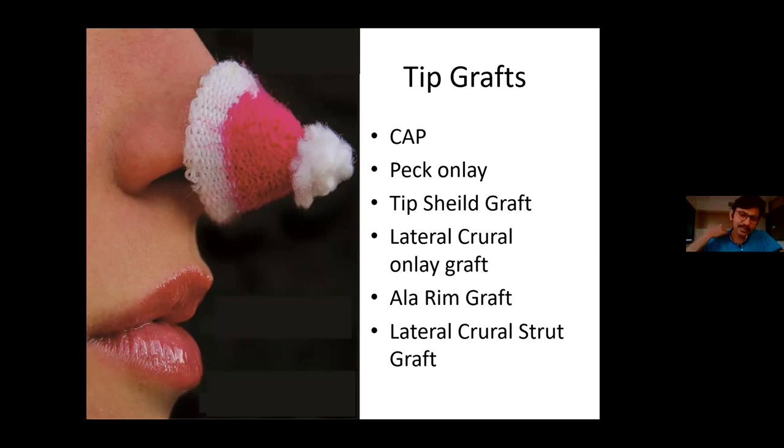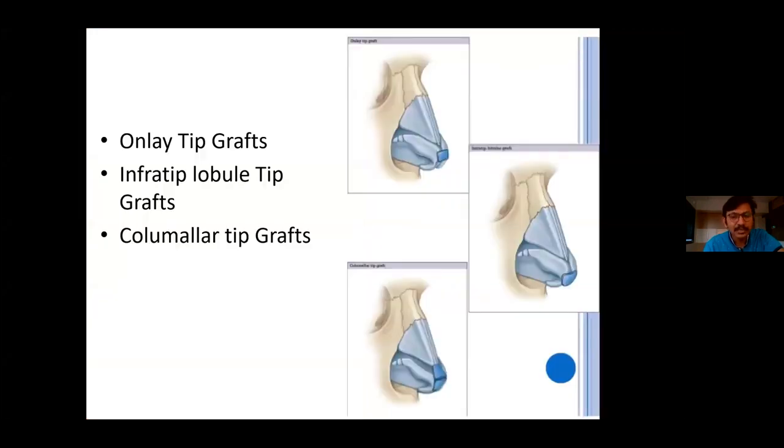So tip grafts can be of various types. They can be cap graft or a Peyk-Onlay graft. Cap graft is a cartilage augmentation and a projection graft. It can be a tip shield graft. It can be a supratip lobule graft, or it can be an infratip lobule graft. It can be a lateral crural onlay graft. It can be a rim graft and lateral crural stud graft. We'll see all these grafts one by one. So generally we can divide tip grafts into infratip lobule grafts and supratip lobule grafts.